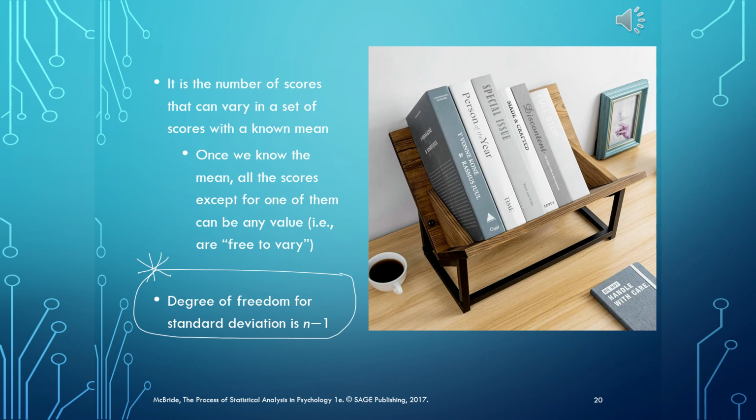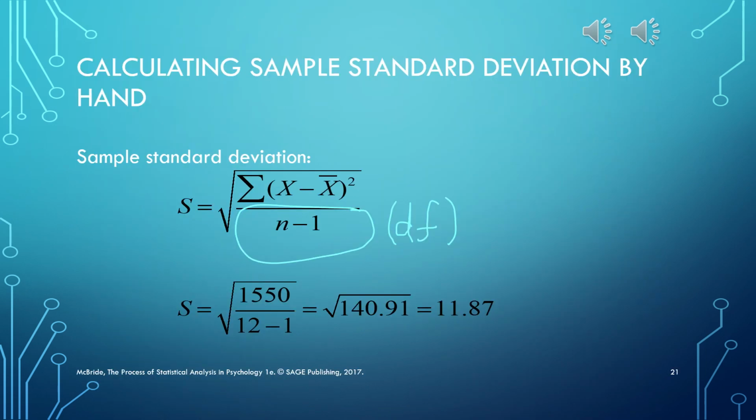If you keep on doing that process until you're left with the last book, you already know what the width of that book is without even measuring it, because it has to add up with the other books to a total of 15 inches. So that's kind of how this works. When we're calculating standard deviation, because we already know what the mean is and we've got all of the sample scores, we can think of this denominator factor as the degrees of freedom, which is n minus 1, meaning all of those scores are free to vary except for the very last one. That's why we subtract that 1.